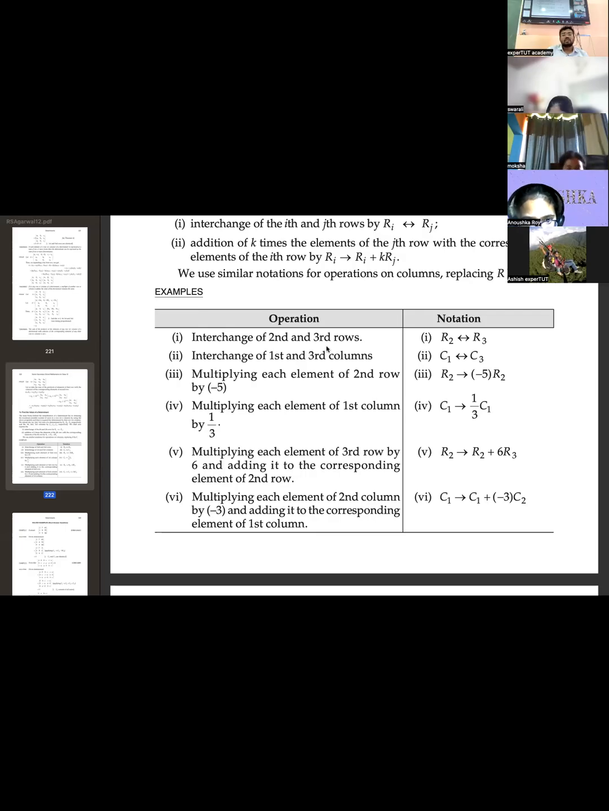It is pretty obvious. Third, you write multiplying each element of second row by -5. So R2, and there is a one side arrow: R2 becomes -5 R2. So let's say you want to multiply every element of the determinant's second row by -5. Instead of writing this full statement, we'll just write R2 arrow -5 R2. That's just an example, like -5. You can multiply it by 3 also, plus 2 also.